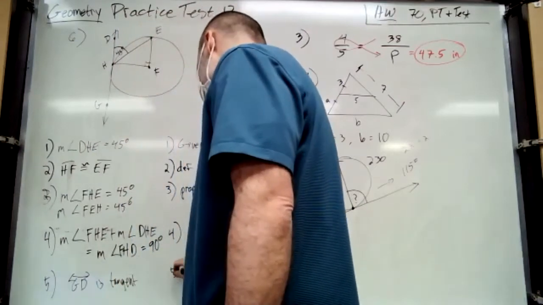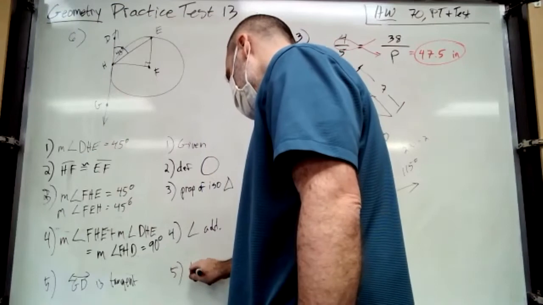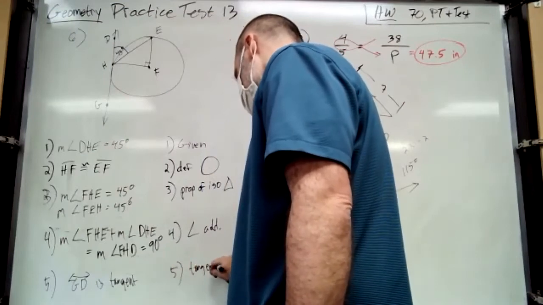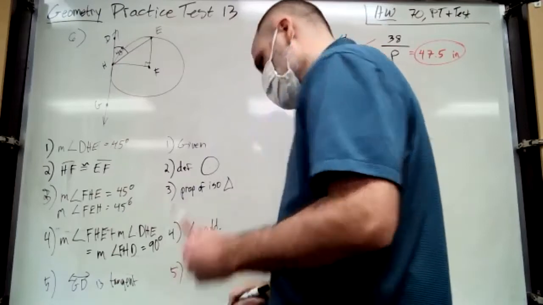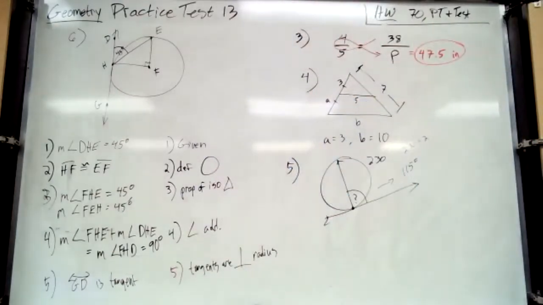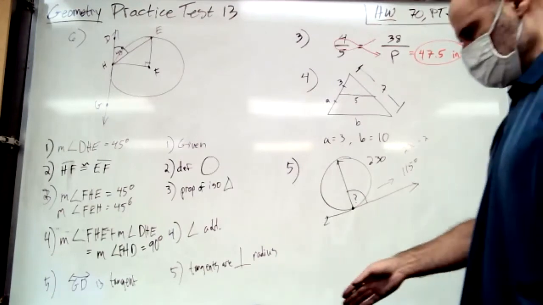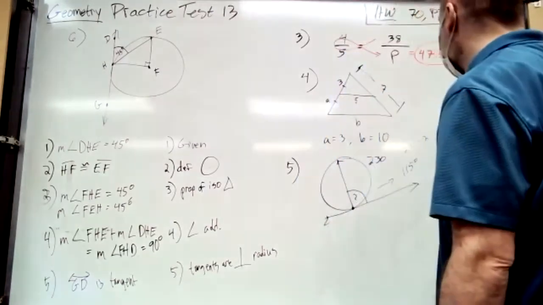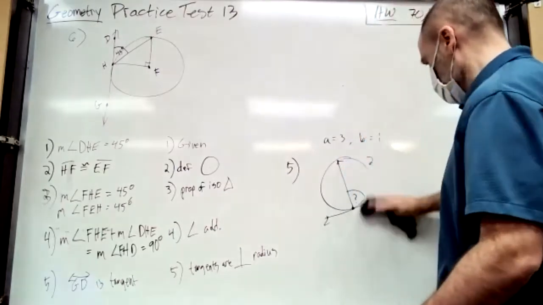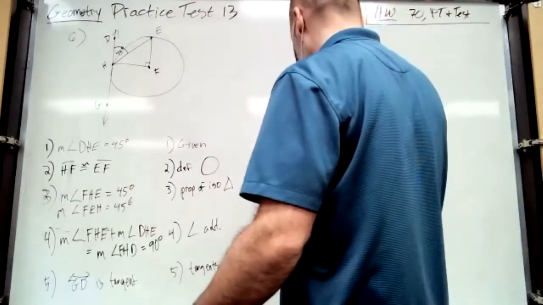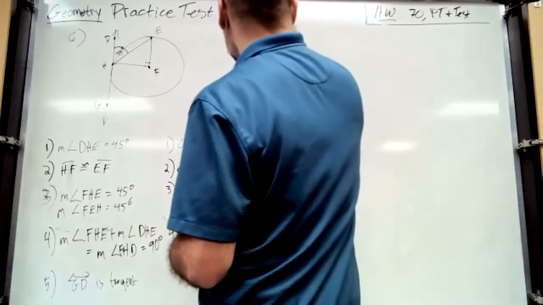Okay, why? Because tangents are perpendicular to the radius. Again, most of this will be extra credit, so do as much as you can, and let's see if we get it right. So that's number 6. Number 7.